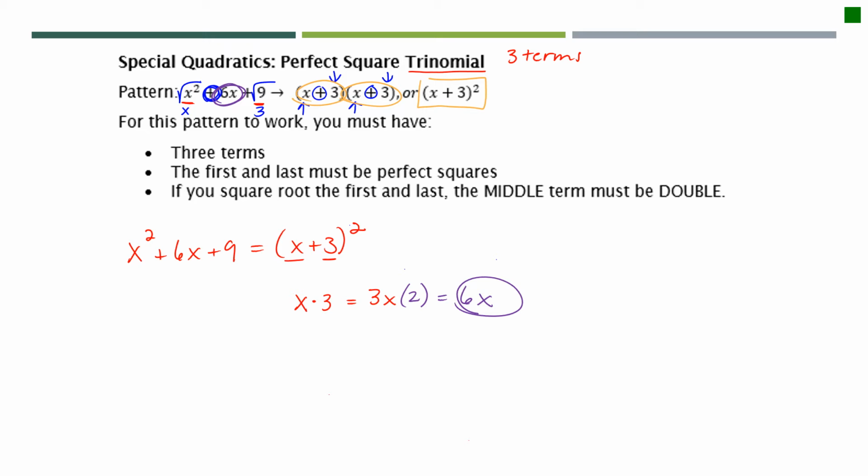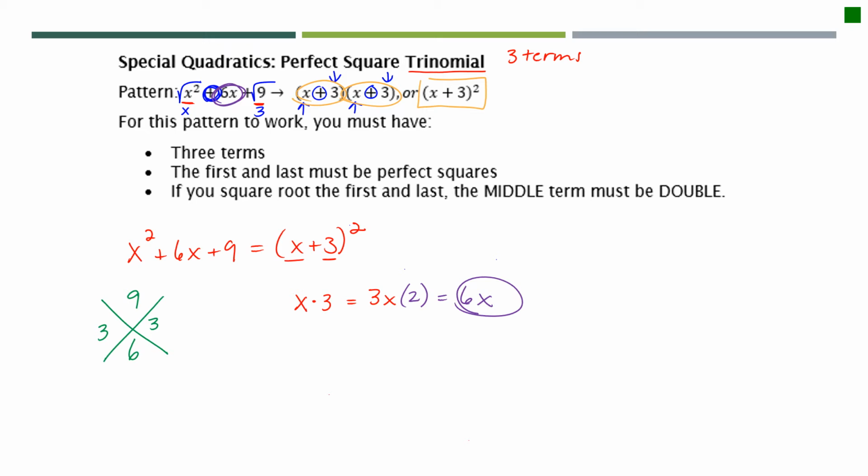This 6x needs to match the original middle of your perfect square trinomial. If it does not match, it means that you don't actually have a perfect square trinomial and you have to factor it using a diamond. One nice thing about these perfect square trinomials is that if you don't recognize that it is a perfect square trinomial, it's not a big deal because you can still factor it using a diamond. I can still figure out what numbers multiply to 9 and add to 6. It would be 3 and 3.